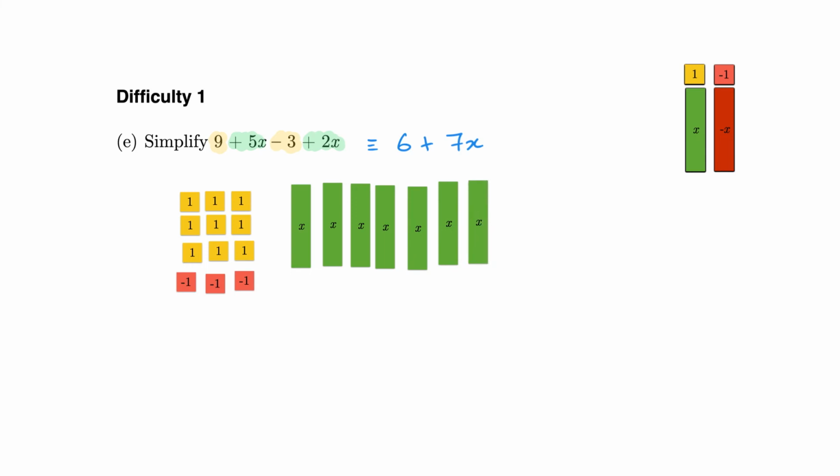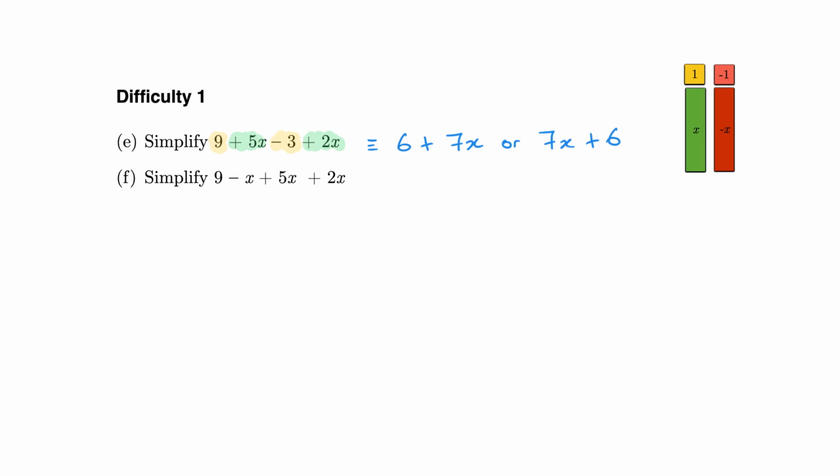And we need to find any 0 pairs. We've got one there, and one there. So they all vanish. And we're left with 6 plus 7x. And of course, we can write that as 7x plus 6. Here's the next one. Pause the video and have a go at this for yourself.